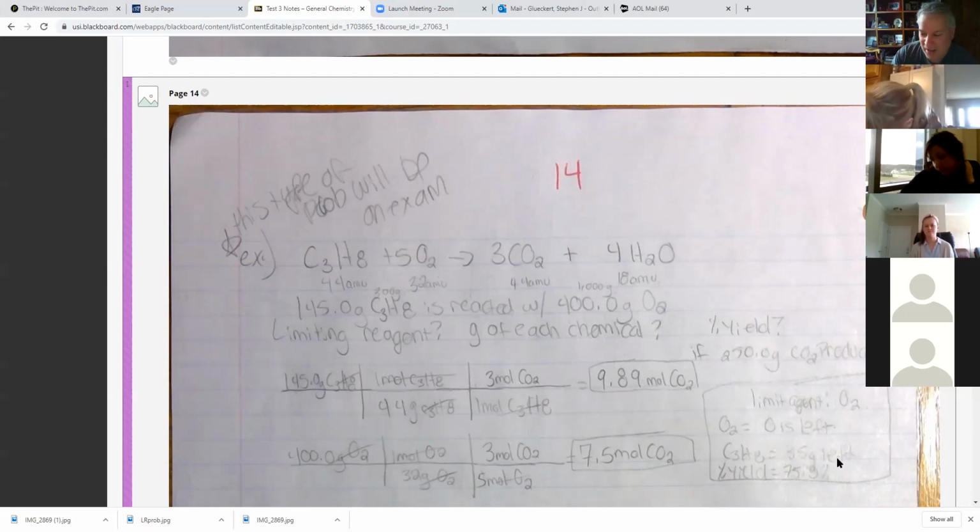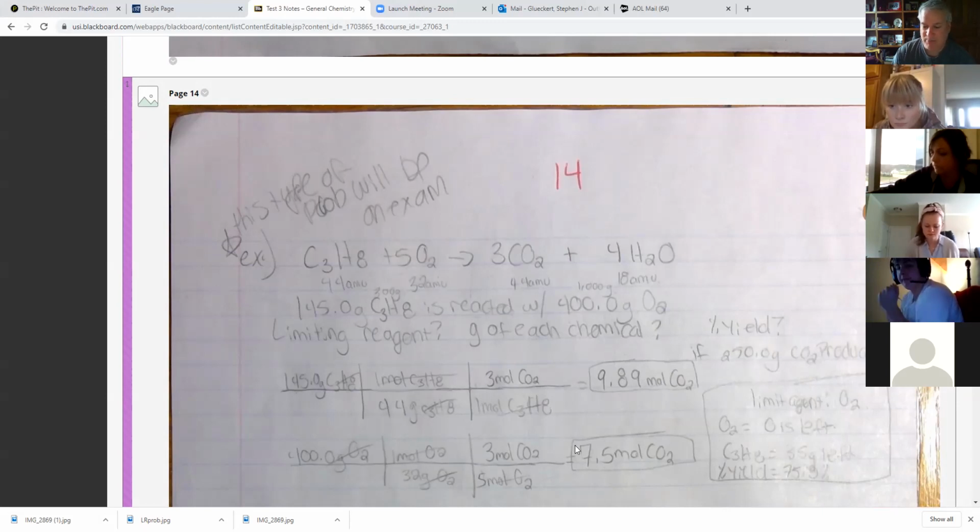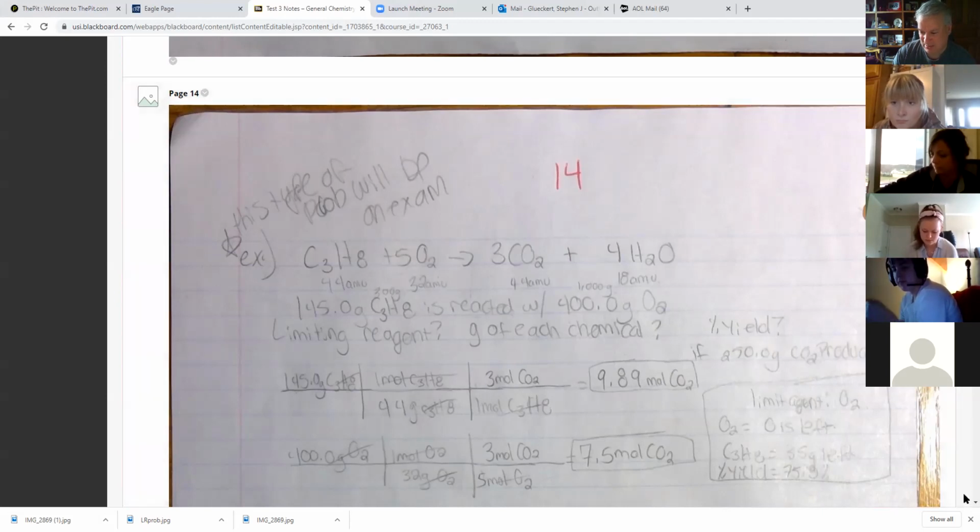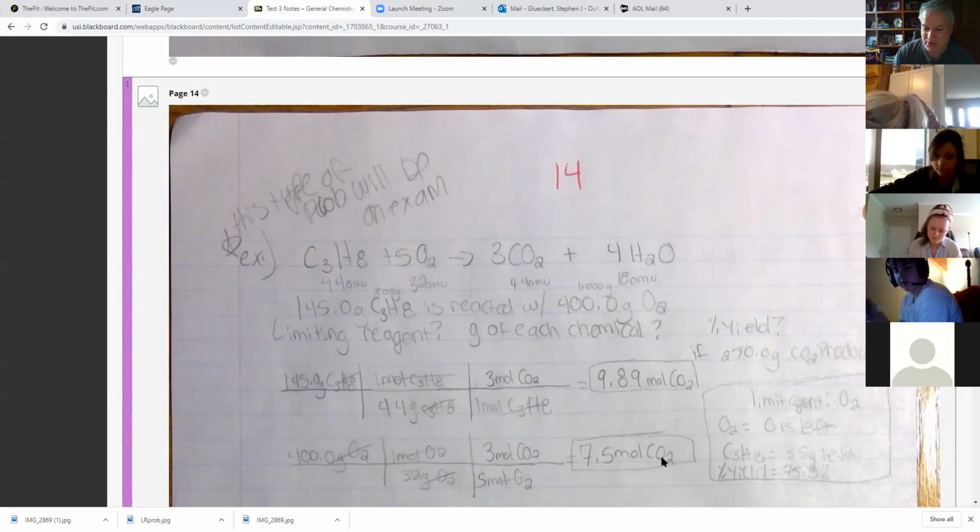So tell me what I know at this point. From my 145.0 grams of C3H8, I could possibly make 9.89 moles of CO2. From my 400 grams of O2, I could possibly make 7.5 moles of CO2. Someone tell me what happens. The oxygen will run out, so you'll only be able to make 7.5 moles of CO2. Yep. Once you get to 7.5 moles of CO2, your O2 is gone. If your O2 is gone, your reaction stops. In other words, O2 is our limiting reagent, and we will have none of it left at the end of the reaction.